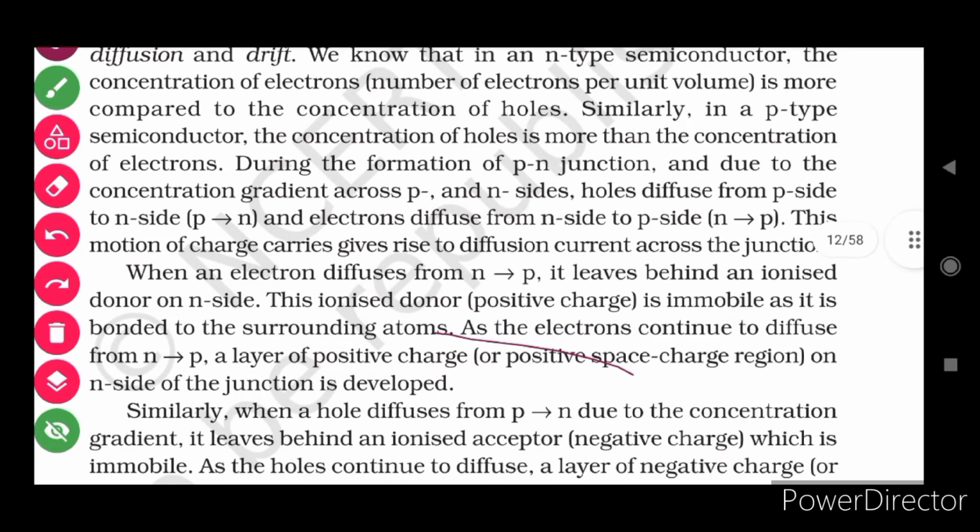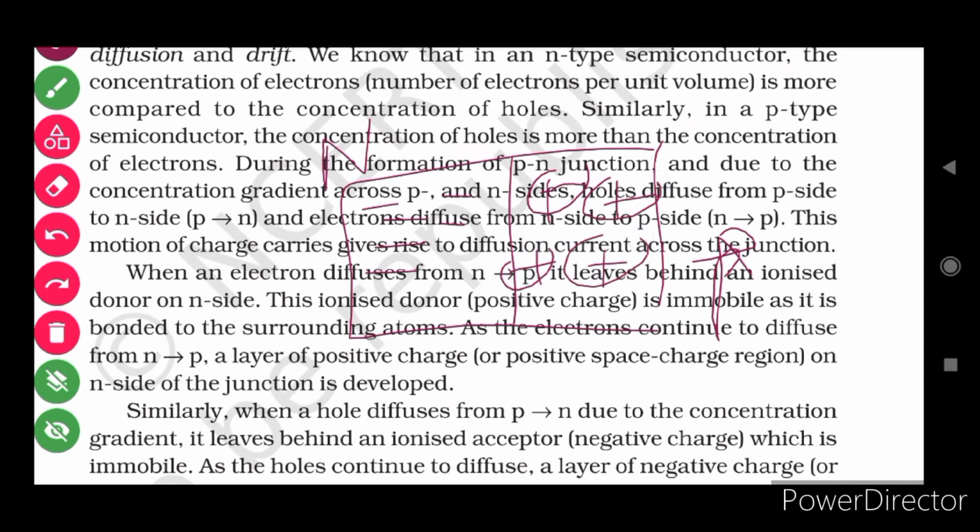During the formation of the PN junction, due to the concentration gradient across the P and N sides, holes diffuse from the P side to the N side, and electrons diffuse from the N side to the P side. As there are many electrons in the N-type and many holes in the P-type, electrons are attracted to the holes and start diffusing. This gives rise to diffusion current.